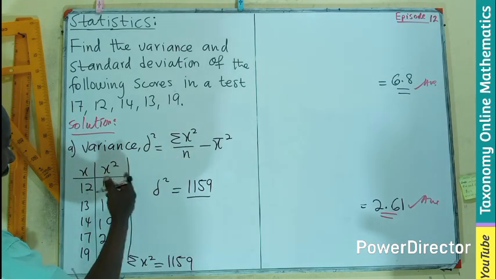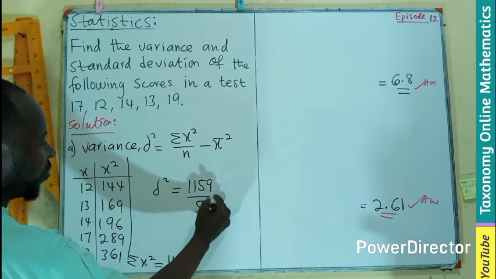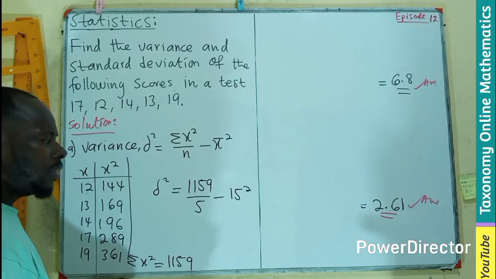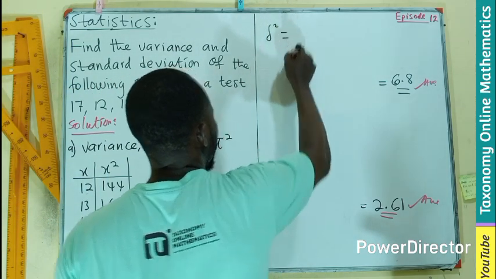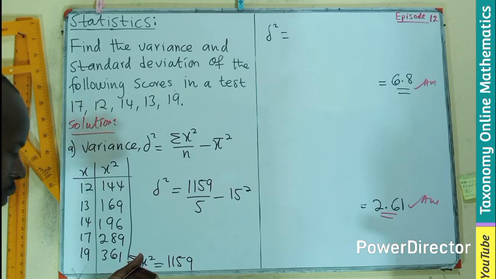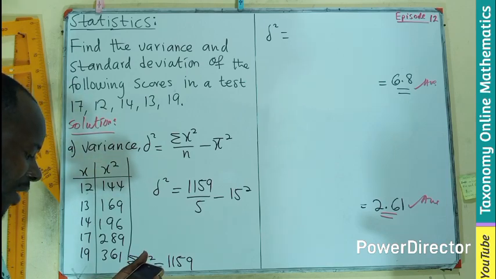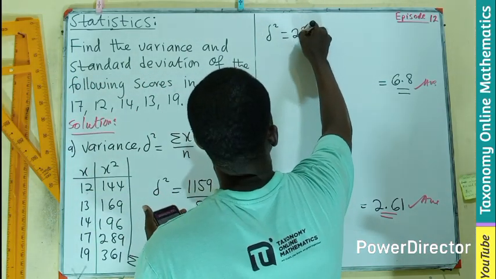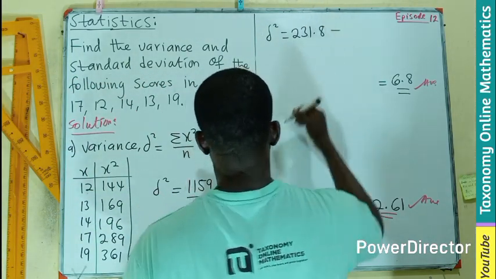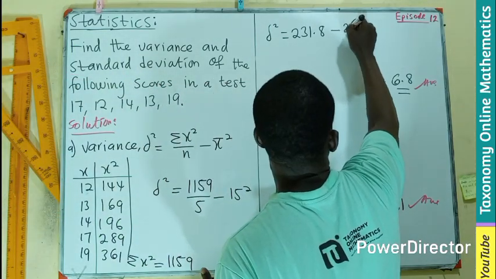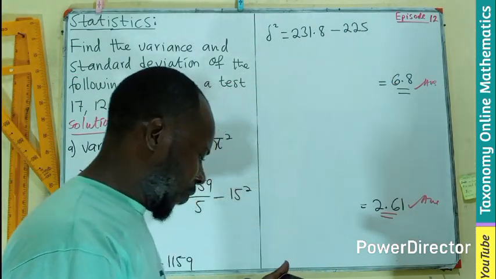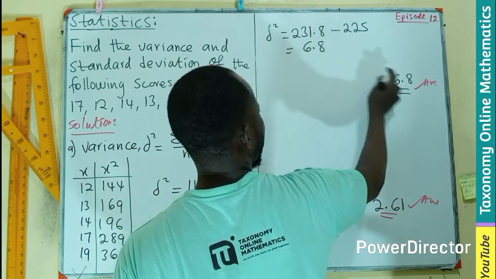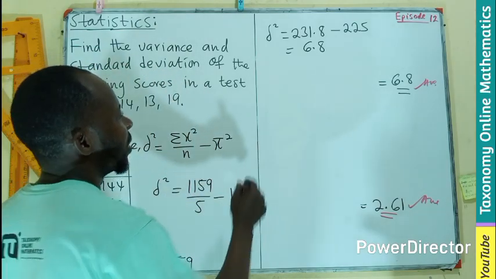So our variance will now be 1159 divided by n. How many entries? There are 5 entries. Minus the mean, which we had to be 15, squared. So 1159 divided by 5 gives us 231.8. If you square 15, you have 225. If you subtract that, that will give you 6.8, just like we have in the previous example.